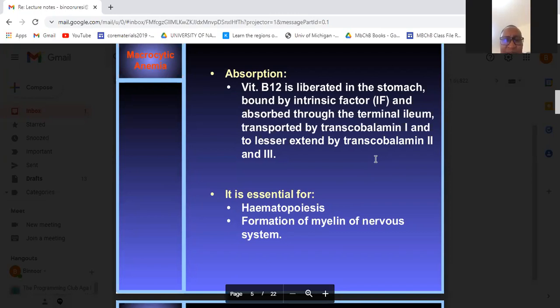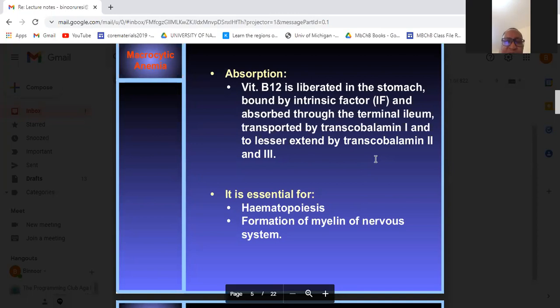Once in the terminal ileum, the combination is transported by transcobalamin 1, 2 and 3. There are different types of proteins. Those are transport proteins. It is transported then to the liver for storage, and some to the bone marrow. That's why we said above that if you don't have intrinsic factor, then you may not be able to absorb vitamin B12, and that's one of the causes of megaloblastic anemias.